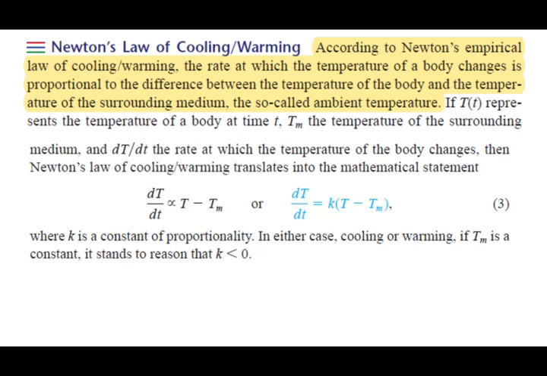So what this law says is that the rate at which the temperature of a body changes is proportional to the difference between the temperature of the body and the temperature of the surrounding medium, the so-called ambient temperature. So for example, I don't know if you guys watch Wheel of Fortune. They never have these questions there, right? But they talk about cooking and all. So let's put this in terms of cooking.